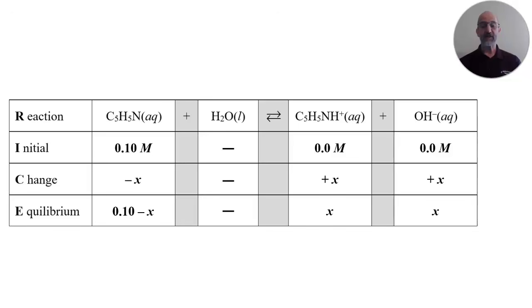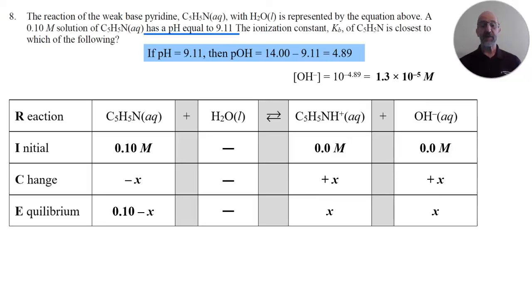Let's go back to the information from question 8. We were given the pH. And since pH is not the same as pOH, I had to do 14 minus 9.11, and I got 4.89 for the pOH. Then I did 10 to the minus 4.89, and then that number, 1.3 times 10 to the negative 5 molar, is the concentration of the hydroxide, and that's present at equilibrium. So I put that in the bottom row of my RICE table. And then based on that 1-to-1 ratio, that number is also the concentration of the pyridinium ion, C5H5NH+.